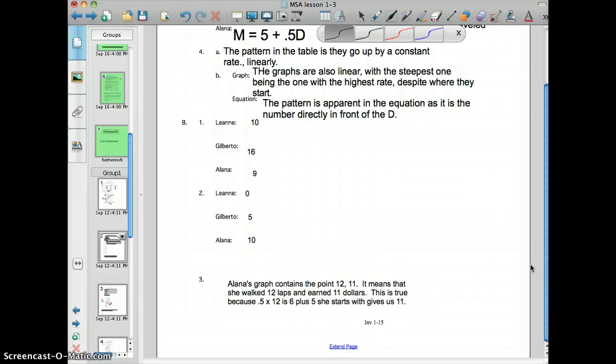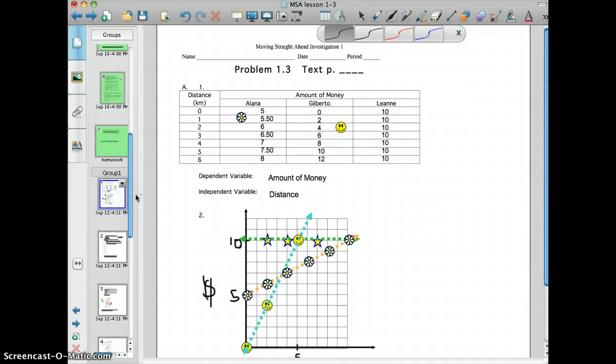Question 3 asks us, on which graph does the point (12, 11) lie? What information does the point represent? Well, if you go back to your graph here and look, 12 would be the number of laps walked, and here's 5, 6, 7, 8, 9, 10.